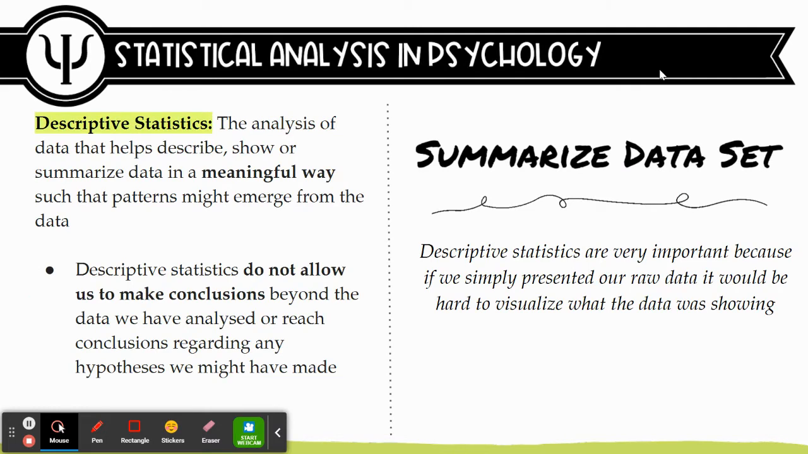So we have different types of statistics. The first one is descriptive. Descriptive statistics help you describe, show, or summarize data in a meaningful way. They don't allow you to make conclusions beyond what the data has already shown, but they help you summarize what's going on.